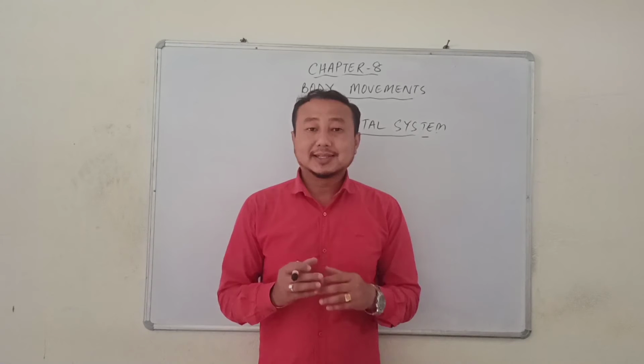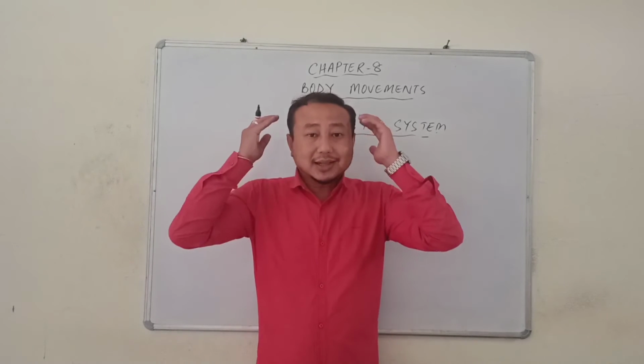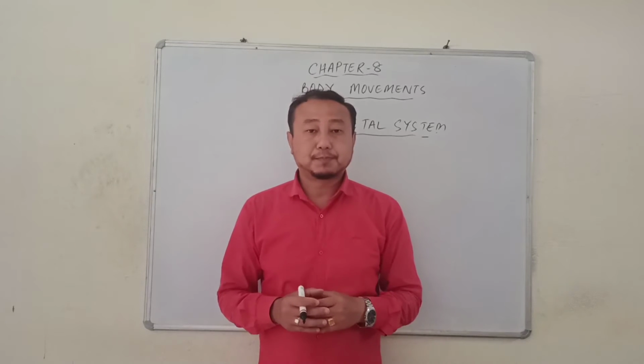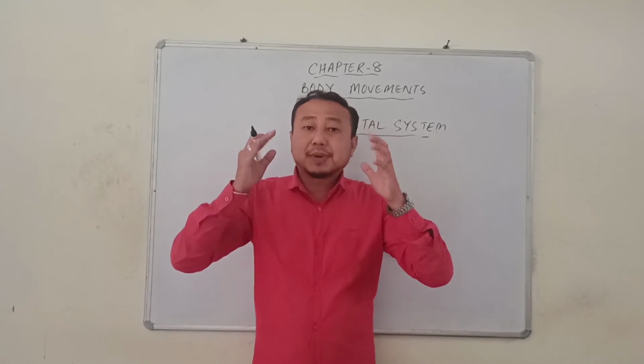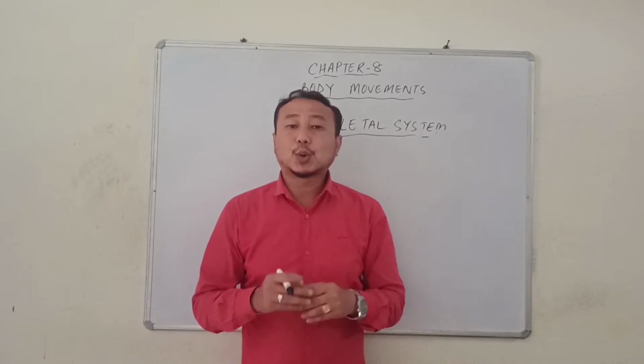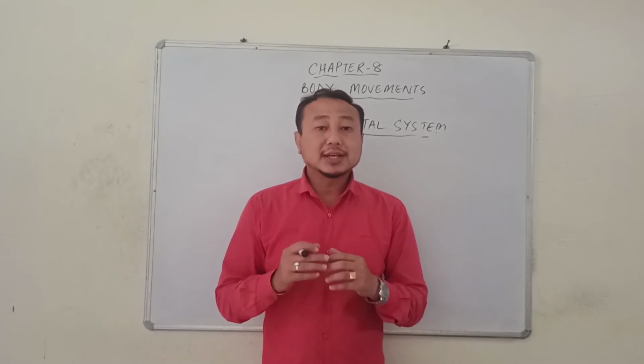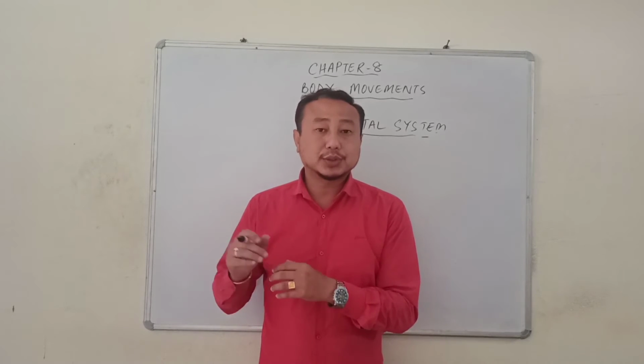Now, let's come to the next type of bone. The next bone is the skull. The skull is a hard bony box that provides protection to the brain. The skull is made up of small plate-like structures which are joined together with the help of immovable joints. This skull provides protection to the brain.